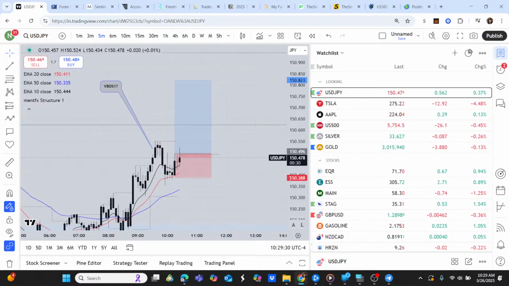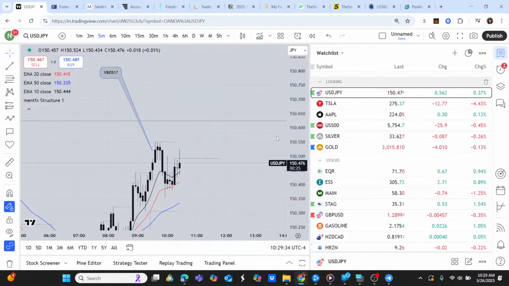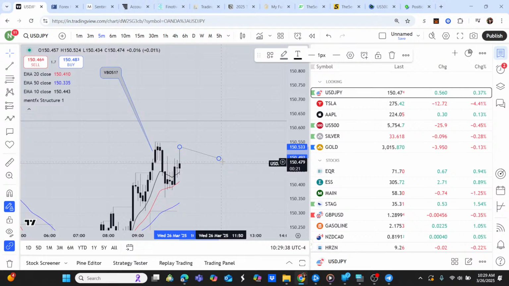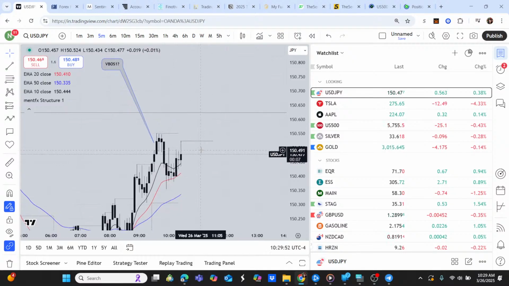So even though I missed this one right here, it could set up another one right here above here, because that one took out the high. So if another candle can print, so these are 5-minute candles, if the next 5 minutes after this can print before taking out this candle high, I'll take this one as a trade. So this one right here.